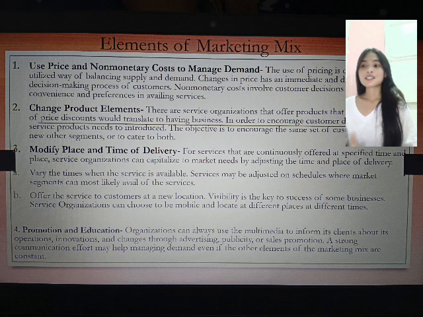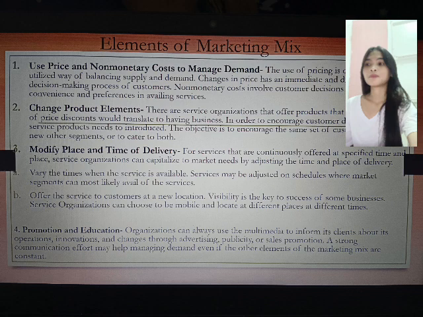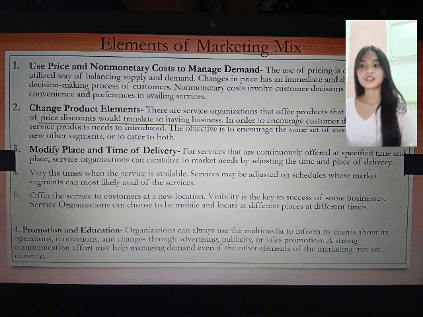The second one is change product elements. There are services organizations that offer products that even any amount service products needs to be introduced. The objective is to encourage the same set of customers to find new other segments or to cater to both.